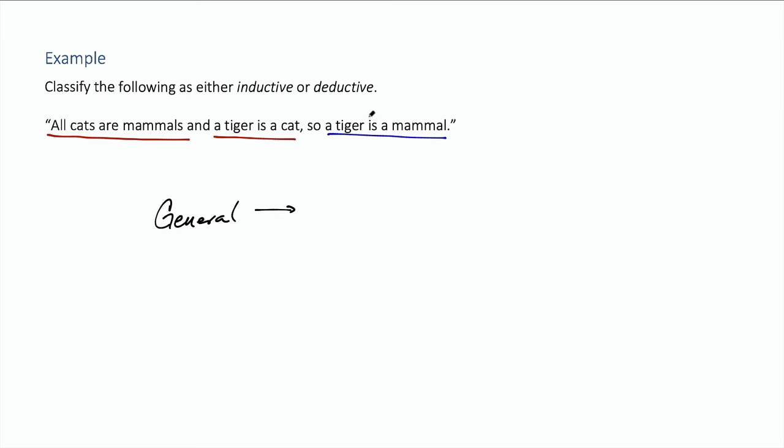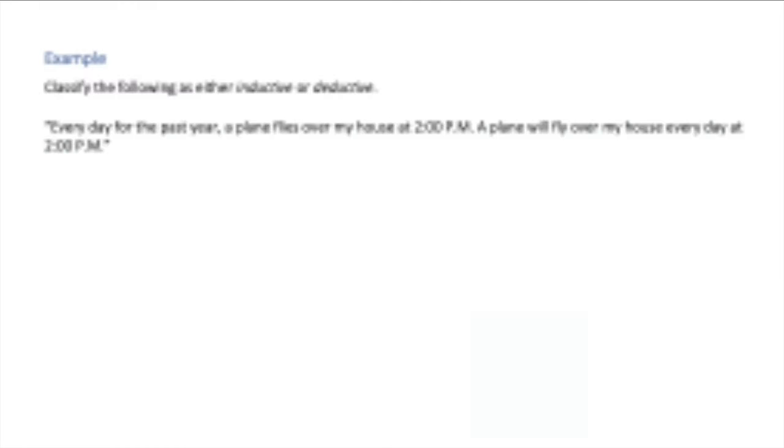And our conclusion is that a tiger is a mammal. That's a specific one example of a mammal. Now there are other types of mammals, certainly. But this is a specific application of cats being mammals, and so that is a specific conclusion. So from general statements to a specific conclusion, this is a deductive argument. Let's look at one more.